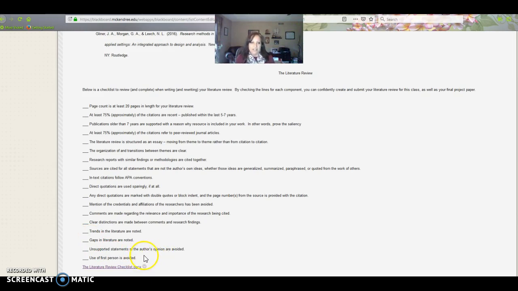Of course, don't use first person. I think everybody knows that. And then unsupported statements by you are avoided. You can definitely synthesize the work, the research that you have drawn from, but avoid those opinions, okay? Avoid editorializing your review of literature. When you're synthesizing the evidence and the review of literature, everything that you've researched, it's important to also cite those references so that the readers know where you obtained the information that you're synthesizing, okay?